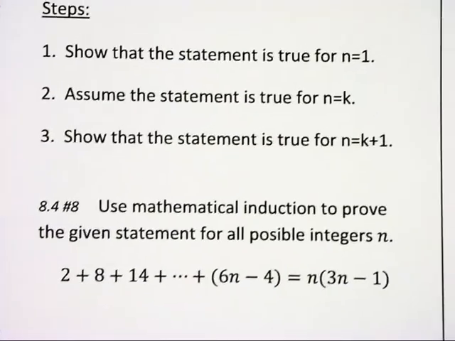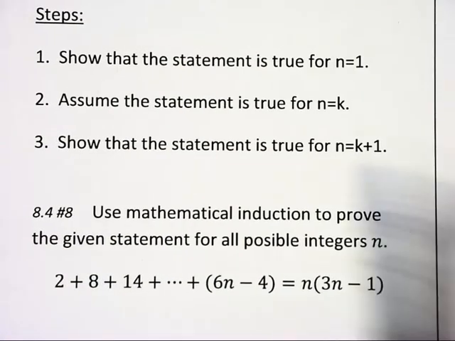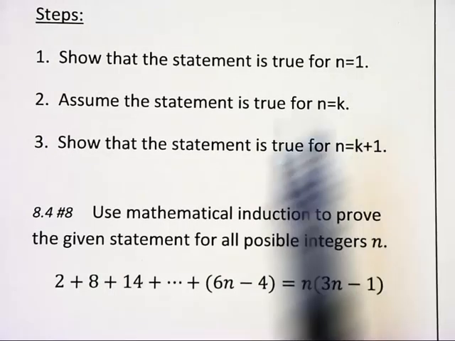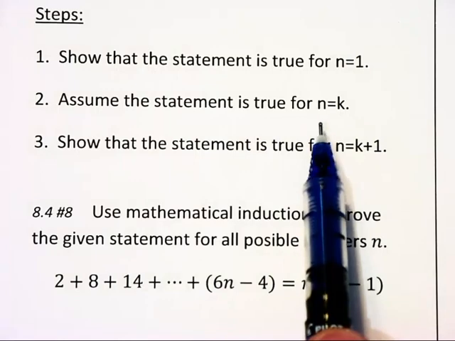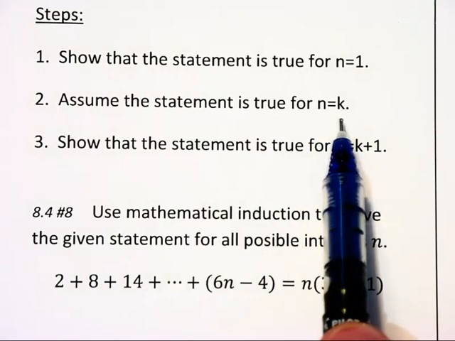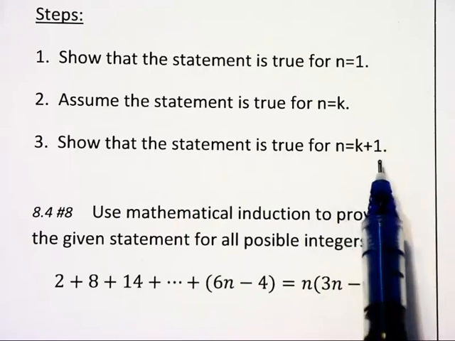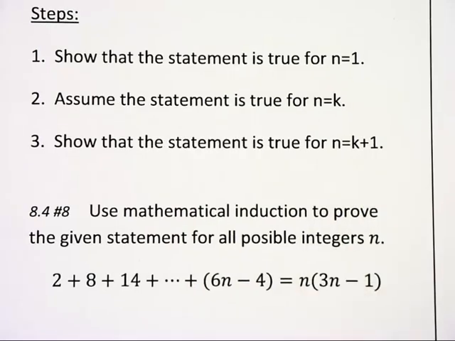Basically, we have the following three steps. We show a statement is true at the beginning for n equals 1. We then assume that it's true for the first k terms and show that it must be true after that for the k plus first term. Okay, that's very generic and it goes against our grain.